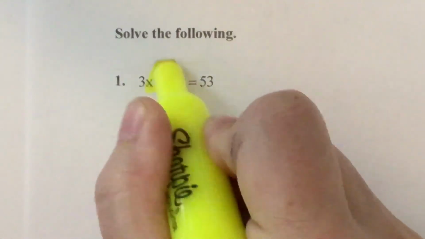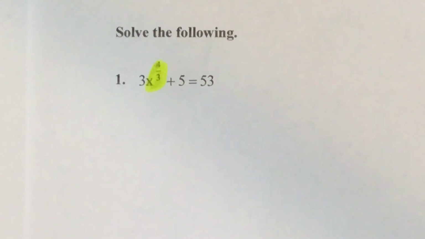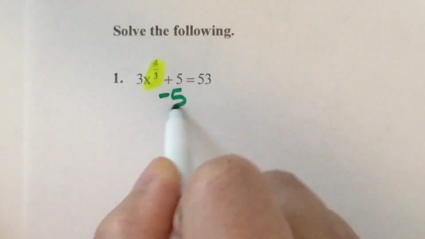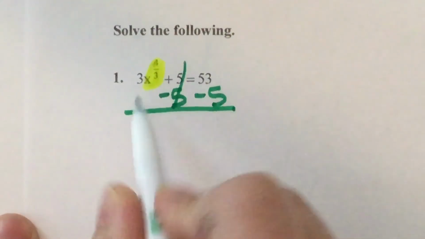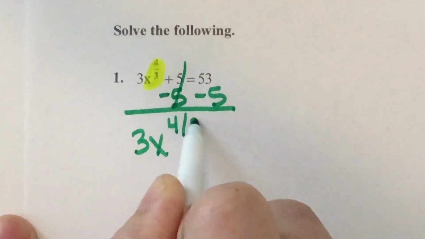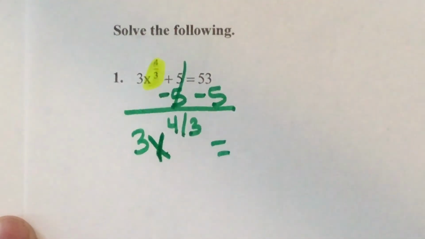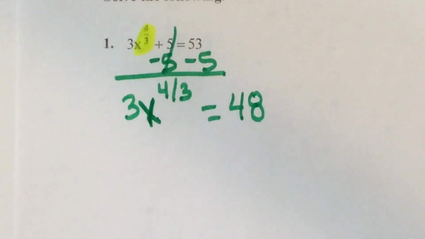So number one, my goal is to get the variable that has the fraction exponent by itself. Then I can deal with the fraction exponent. So what do we think we're going to do first? Subtract the 5. We tend to always get rid of addition, subtraction first. So that's what we want to do. Subtract the 5. The 3, the x raised to the 4/3 is going to come down. And then on the right-hand side, 53 minus 5 makes 48. I started to tell you without even asking.